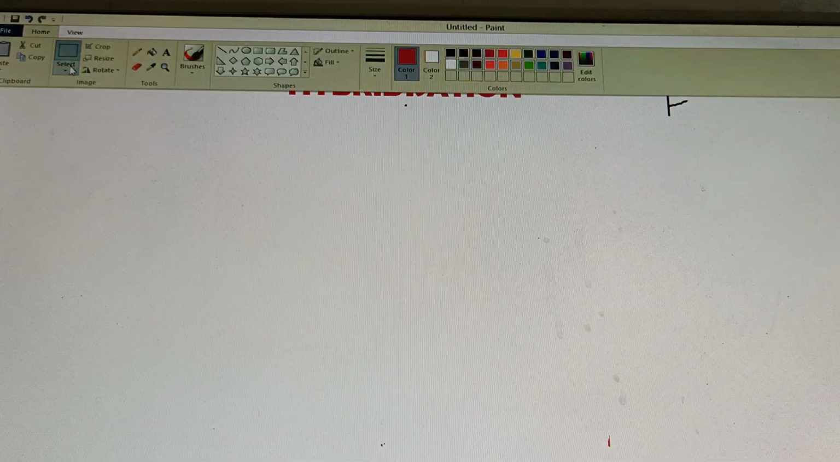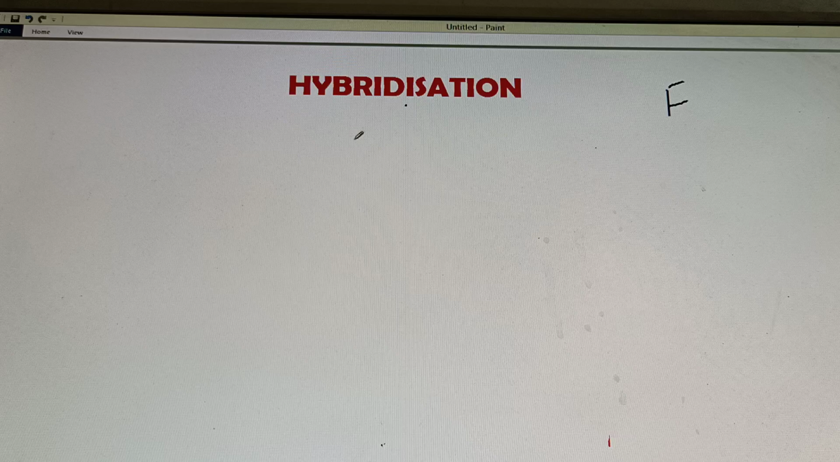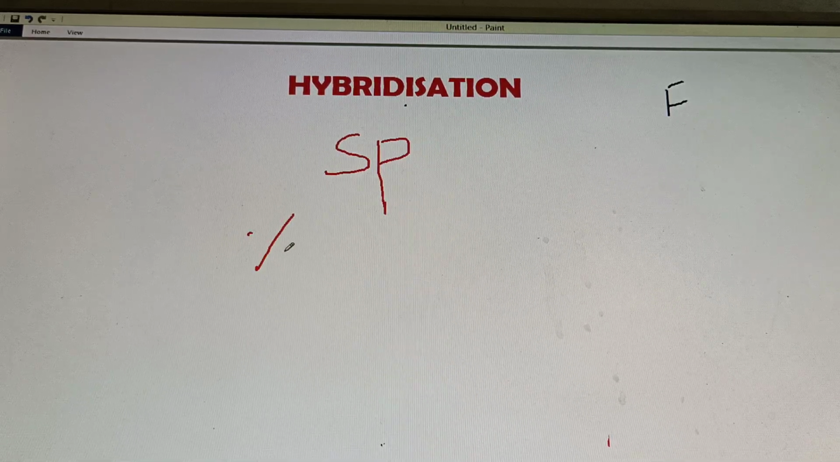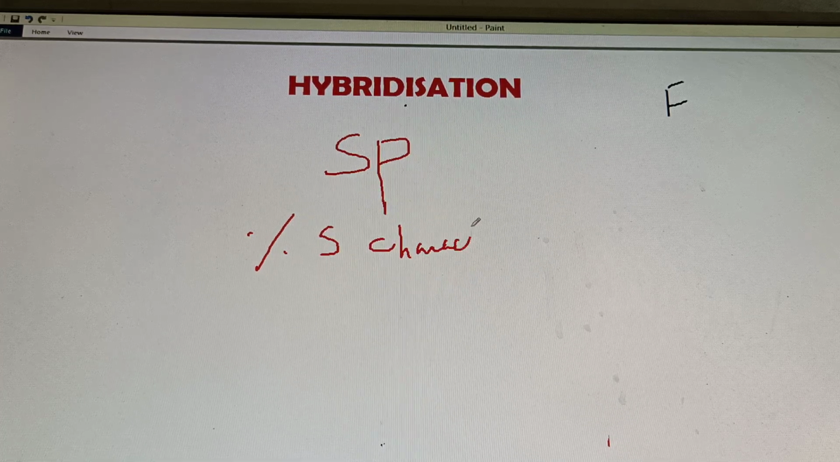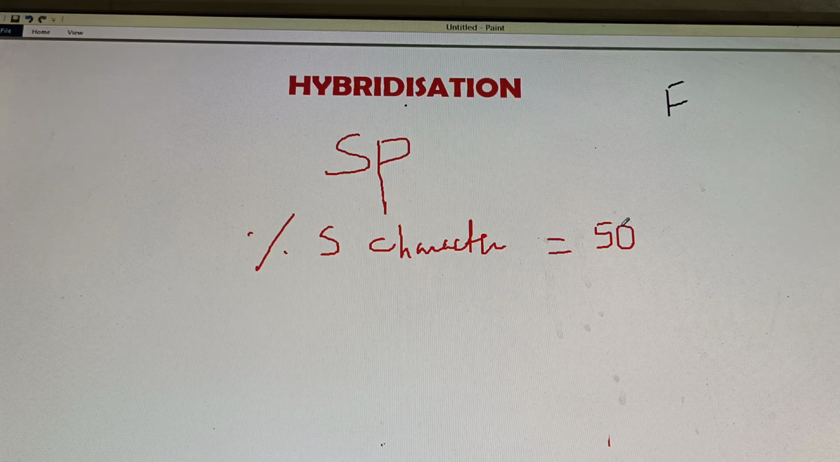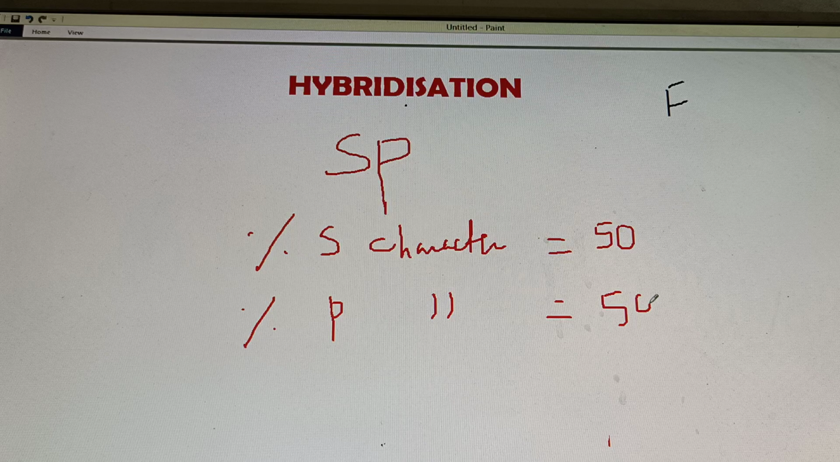Okay, so in an sp hybrid orbital, what is the percentage of s character? The percentage of s character is equal to 50%. And what is the percentage of p character? That is also 50%. Clear? So in sp hybridization, the percentage of s character is 50% and the percentage of p character is also 50%.